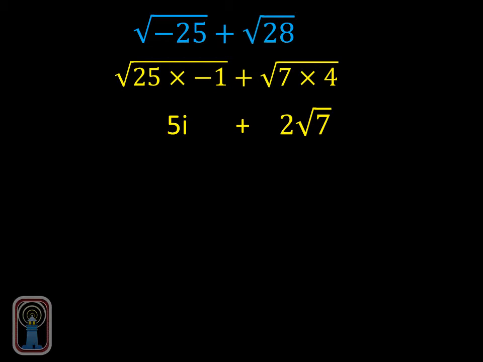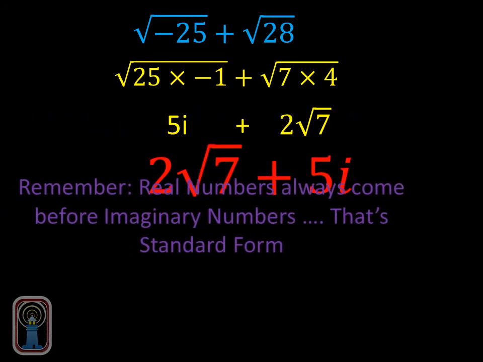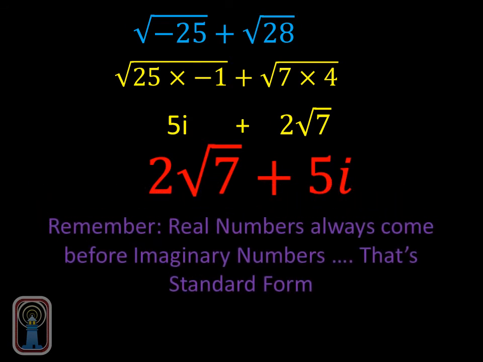In order to write it in complex number form, the real number, 2 square roots of 7, must come before 5i. So we need to reverse these answers and we get 2 square roots of 7 plus 5i. This is our final answer because it is now in complex number form. Remember, the real numbers always come before imaginary numbers. That's standard form.